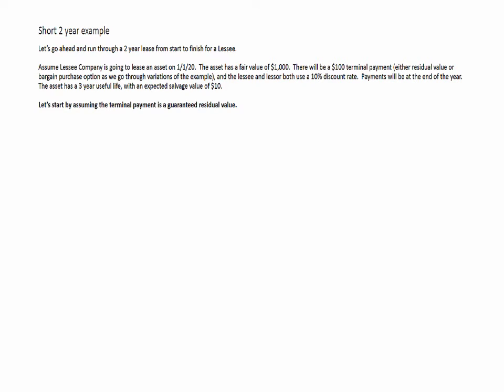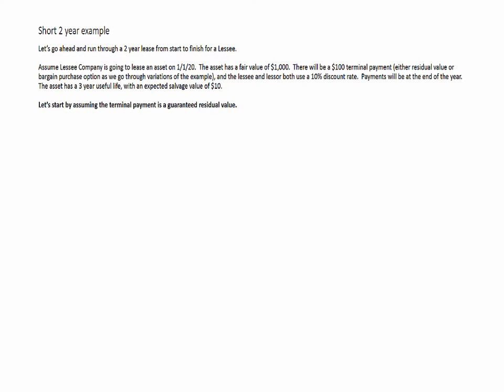Let's assume that lessee company is going to lease an asset on January 1st, 2020. The asset has a fair value of $1,000. There's going to be a $100 terminal payment, either a residual value or a bargain purchase option as we go through the variations of this example. And the lessee and lessor both use a 10% discount rate. Payments will be at the end of each year. The asset has a 3-year useful life and an expected salvage value of $10.